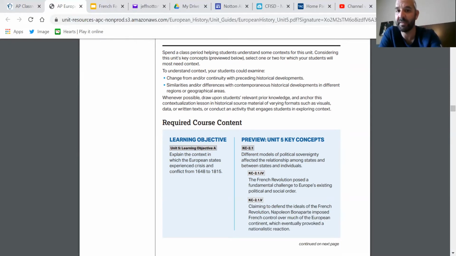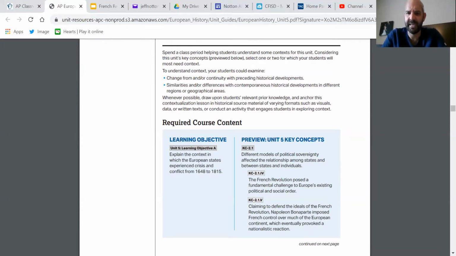If you look up here at the top, it says, to understand context, your students could examine change from and or continuity with preceding historical developments. So what came before, and is this going to continue, or is this something that will change? Or similarities and or differences with contemporaneous historical developments in different regions or geographical areas. All right, so we're going to focus mostly on that first one.